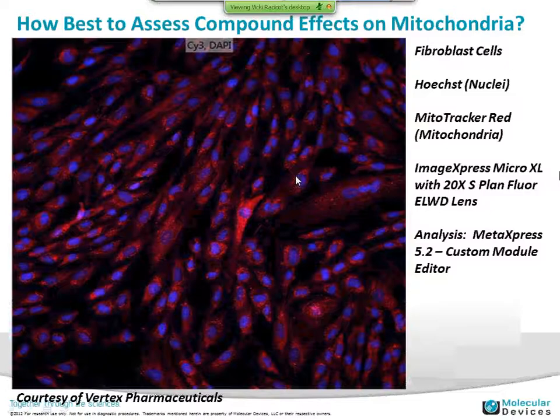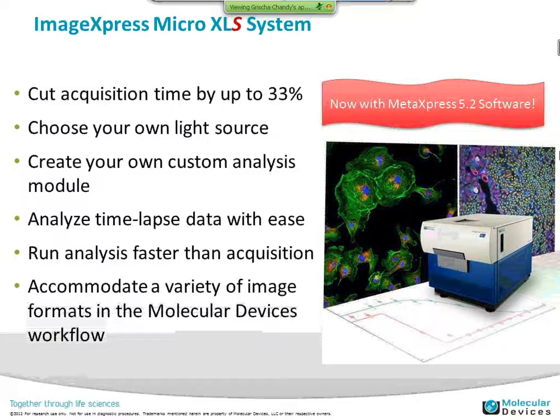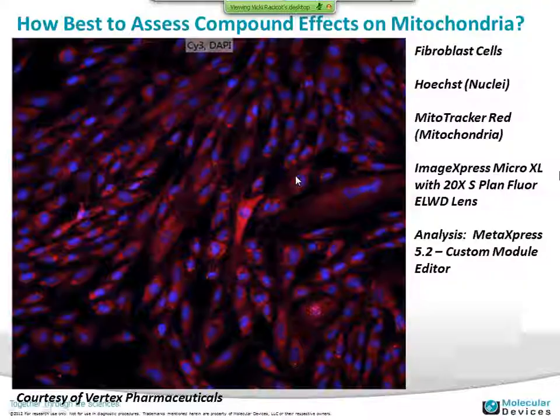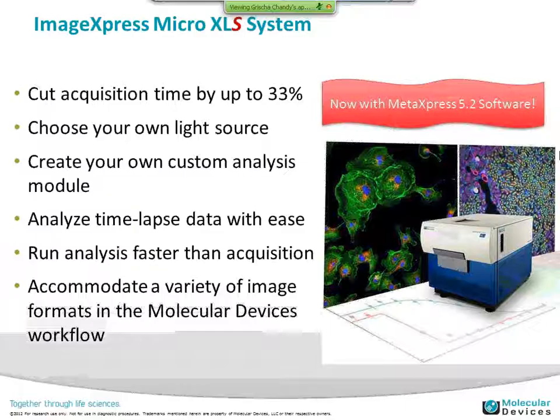So ImageXpress Micro XLS cut acquisition time by up to 33%. Choose your own light source, create custom analysis modules. We didn't cover, but those modules can also be run over time-lapse data, so you can analyze that time-lapse data more easily now. Keep your analysis going faster than acquisition. And we also didn't cover accommodating a variety of image formats into the Molecular Devices workflow by importing those images.